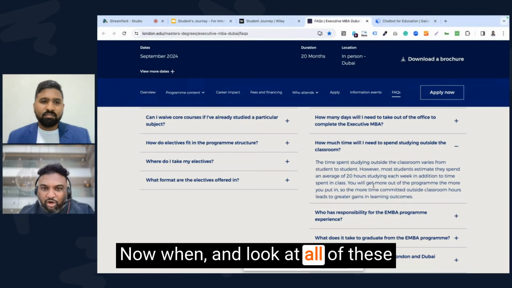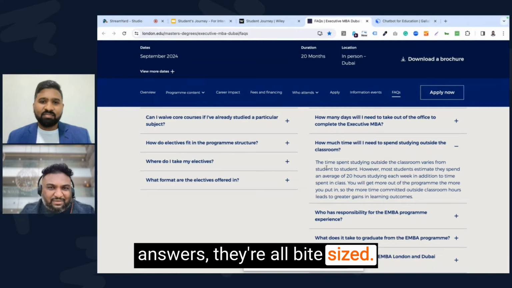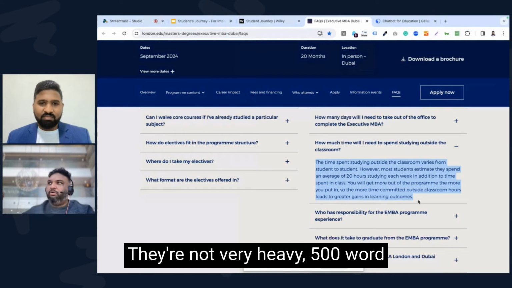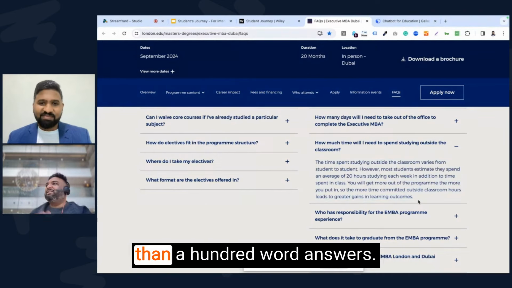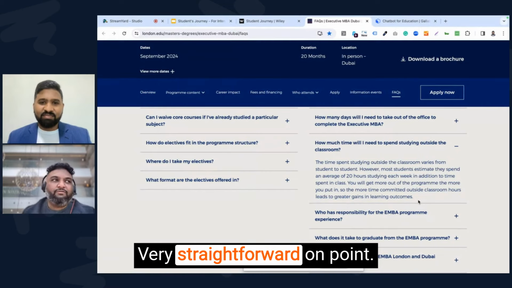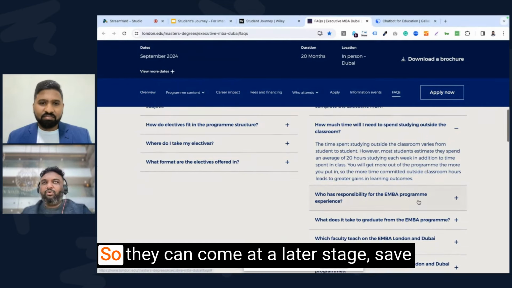Now, look at all of these answers, right? They're all bite-sized. They're not very heavy 500-word answers. They're less than 100-word answers, very straightforward, on point. So they can come... Amazing.